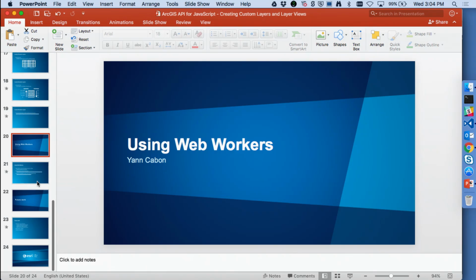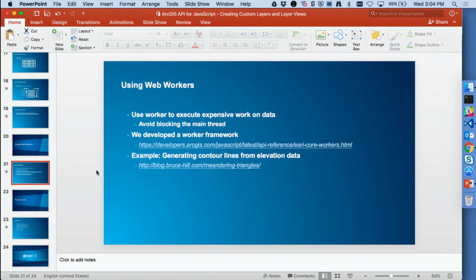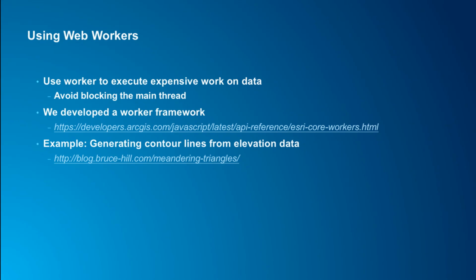So this is our last set of examples. It's going to be slightly more advanced, using web workers. Web workers are basically light threads that you can use in the web browser. They're very interesting if you want to execute expensive work like data crunching. The problem is that if you execute that in JavaScript, you may block the main thread, so the user cannot interact with your map or do anything while the code is being executed.